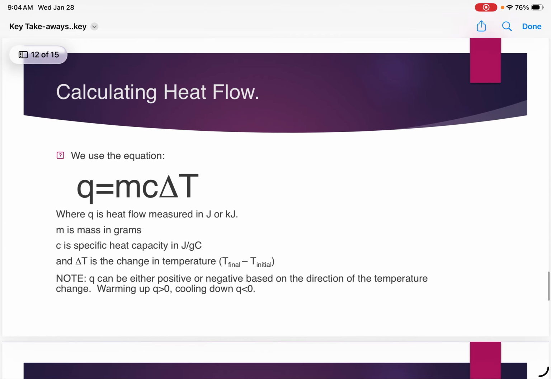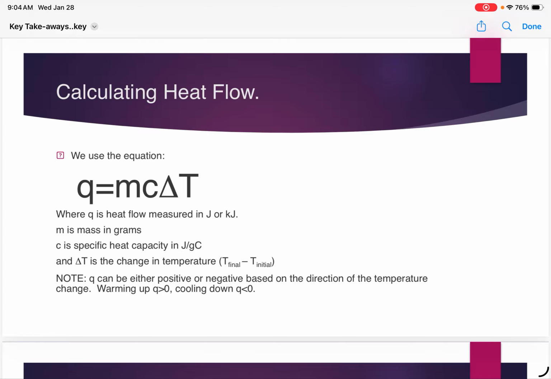When you calculate heat flow, we use the equation Q equals MC delta T. That was Tuesday's assignment. We were using that. Where Q is the heat flow measured in joules or kilojoules, M is the mass in grams, C is specific heat capacity in joules per gram degrees Celsius, and delta T is the change in temperature, final minus initial. Notice that Q can be either positive or negative based on the direction of the temperature change.